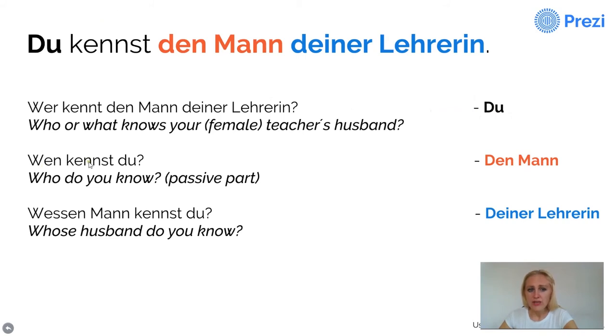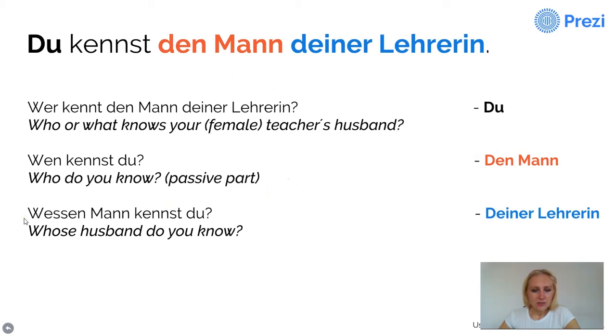Then we have wen kennst du? Who do you know? Now we are asking about the passive part here in the sentence. Not to confuse with the passive in the grammar. It's not like who is being photographed or what is being eaten. It's not about this passive now, right? It's just about who is the doer in the sentence, and like here, who does this person know? So it's the passive part here. Okay, so the answer is den Mann, right? Who do you know? Oder wen kennst du? And then den Mann. Okay, so this is the accusative object here. Okay, du kennst den Mann deiner Lehrerin.